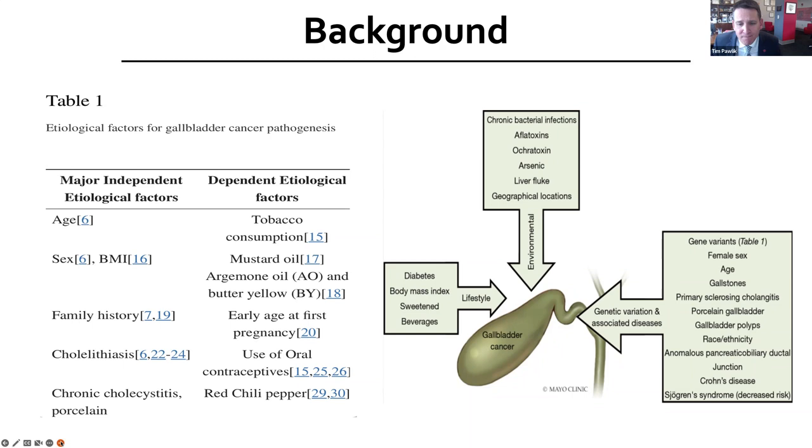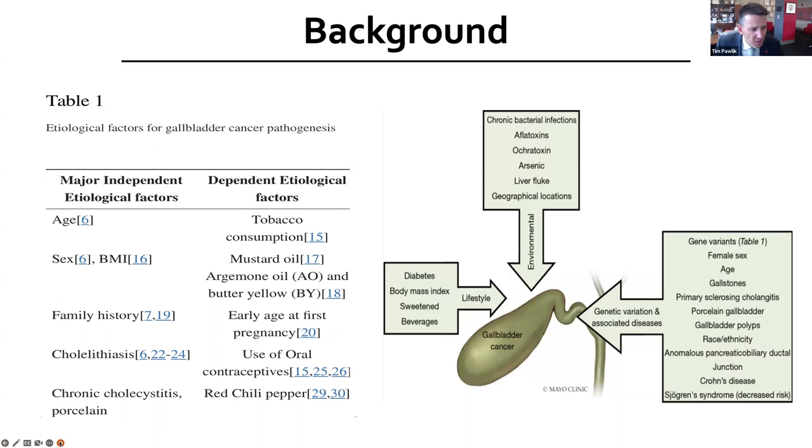But some of the other risk factors for gallbladder cancer involve demographic factors such as sex. So women tend to be at higher risk, age, like most cancers, BMI, with patients who are obese being at higher risk, family history. And then, as I'll note, there are some significant geographic variations around the world. And then some environmental exposures or habits, if you will, including tobacco consumption, oral contraceptives, aflatoxins, which are obviously more common in Eastern countries. But you can see here a whole host of different risk factors.